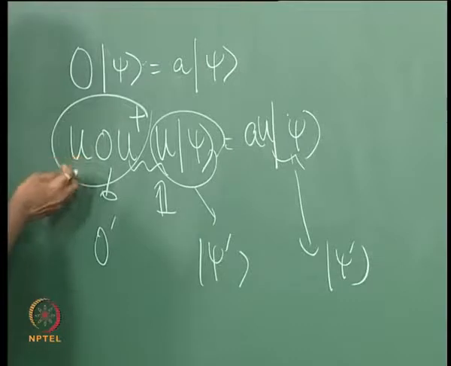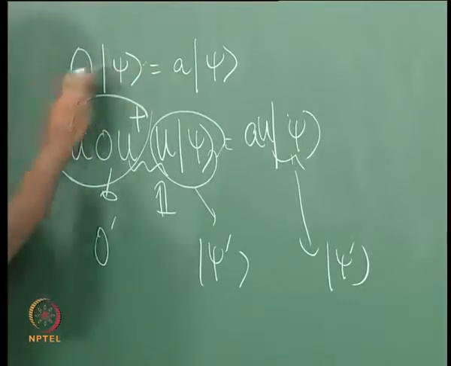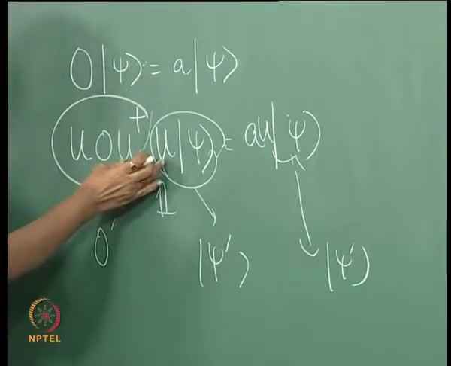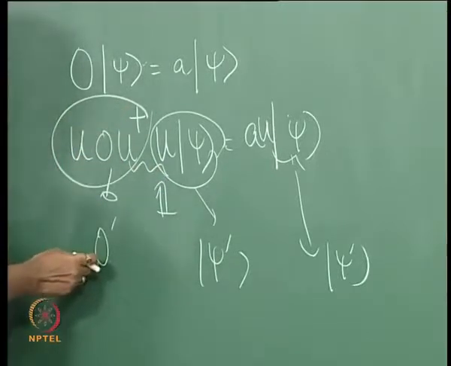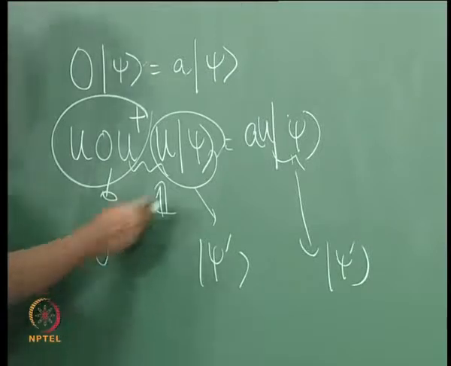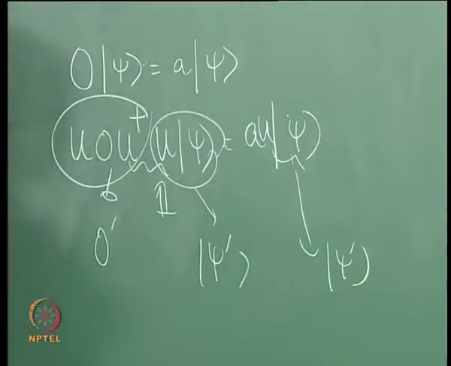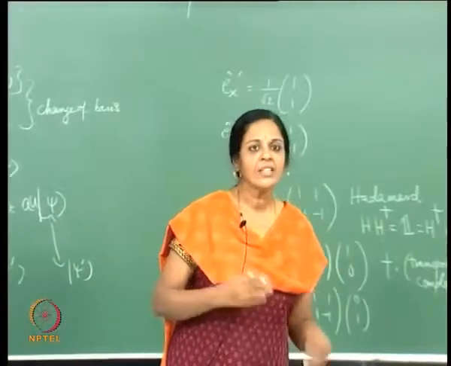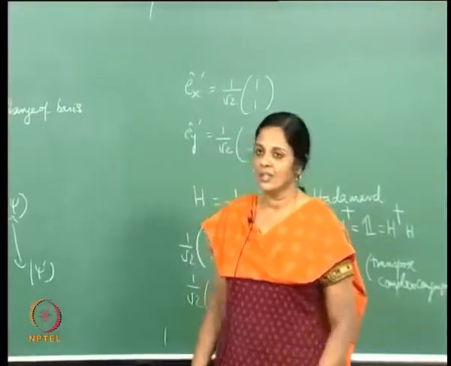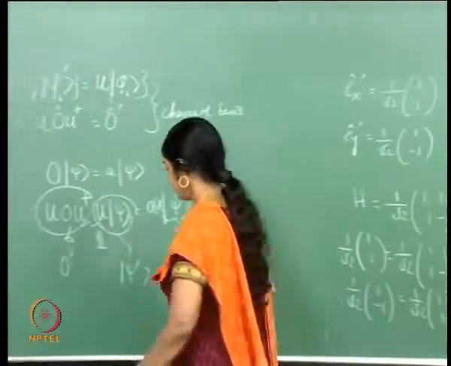So all that I have done is multiply this whole thing by u and insert a u dagger u in between, and recognize this as the new operator, that is the operator in the primed basis, and this as the new state. So under a unitary transformation, eigenvalues continue to be whatever they were numerically.